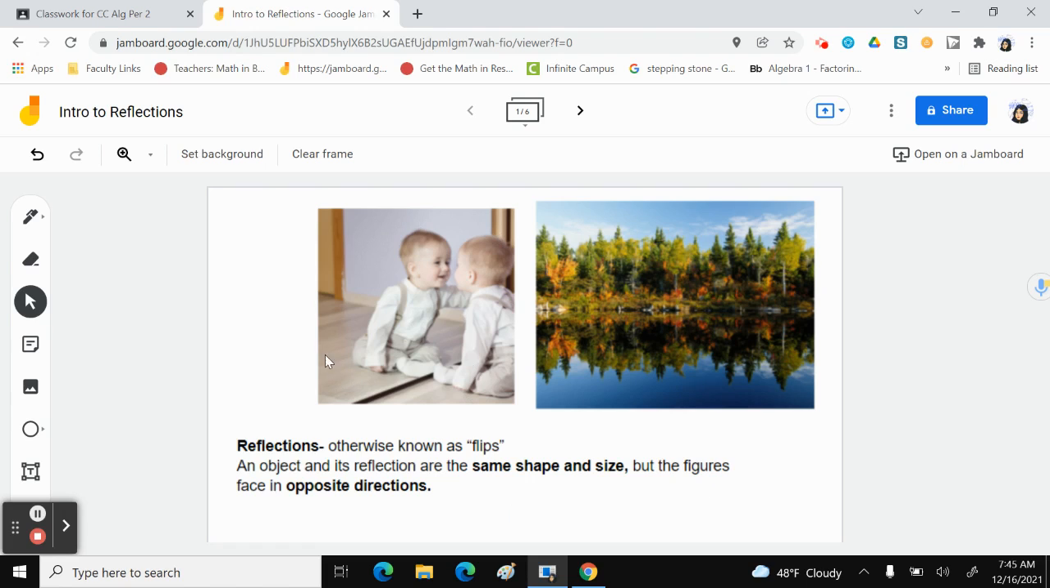So we see here with this baby looking in the mirror, the image is flipped. You'll see here with the reflection of the water, the image is flipped. Still the same shape and size, but it's just inverted.